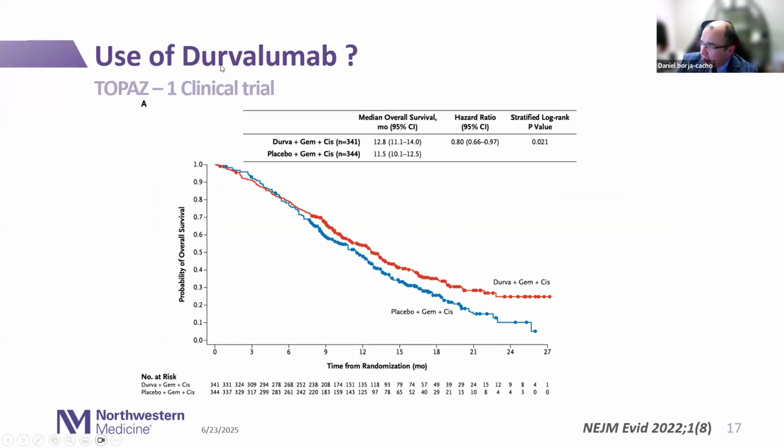Future studies start including the use of other drugs. The current standard of care, as all of you know, for patients in this population before surgery, before transplant, is gemcitabine cisplatin. However, based on this clinical trial, we start using in some patients durvalumab prior to transplant. This is a study that was published in the New England Journal of Medicine a few years ago, and that basically showed that, as opposed to placebo, the median overall survival was increased.